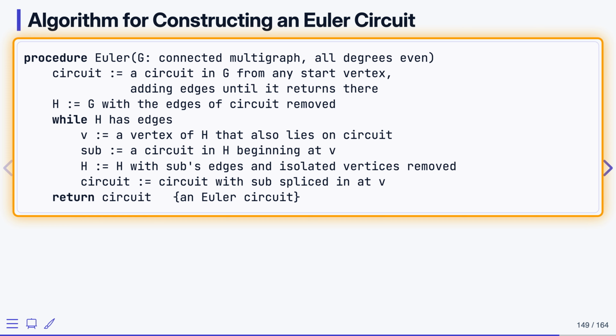Now we loop. While H still has edges, we find a vertex V that is in H and also lies on our circuit. We build a small circuit from V, which we call sub. We remove its edges from H, and we remove any vertex left with no edges. Then we splice sub into our main circuit at V. When H has no edges left, we stop, and the circuit we are holding is a full Euler circuit.